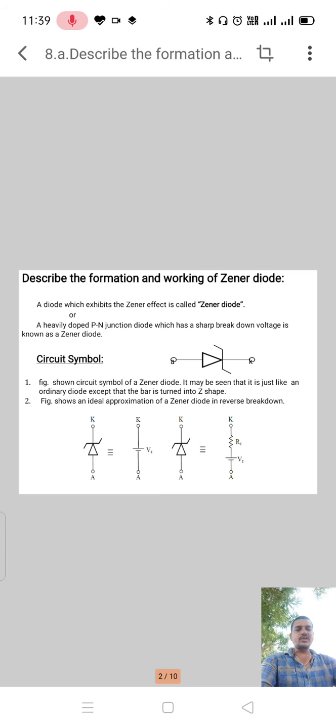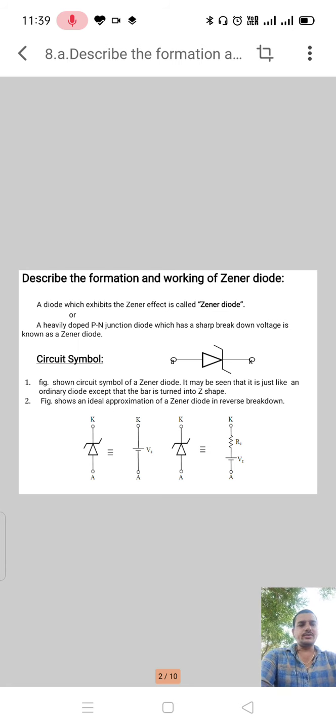And specifications of Zener diode, in a simple manner. Before I go into the topic, I will give some brief introduction about characteristics, applications, specifications and breakdowns. So, specifications of Zener diode.